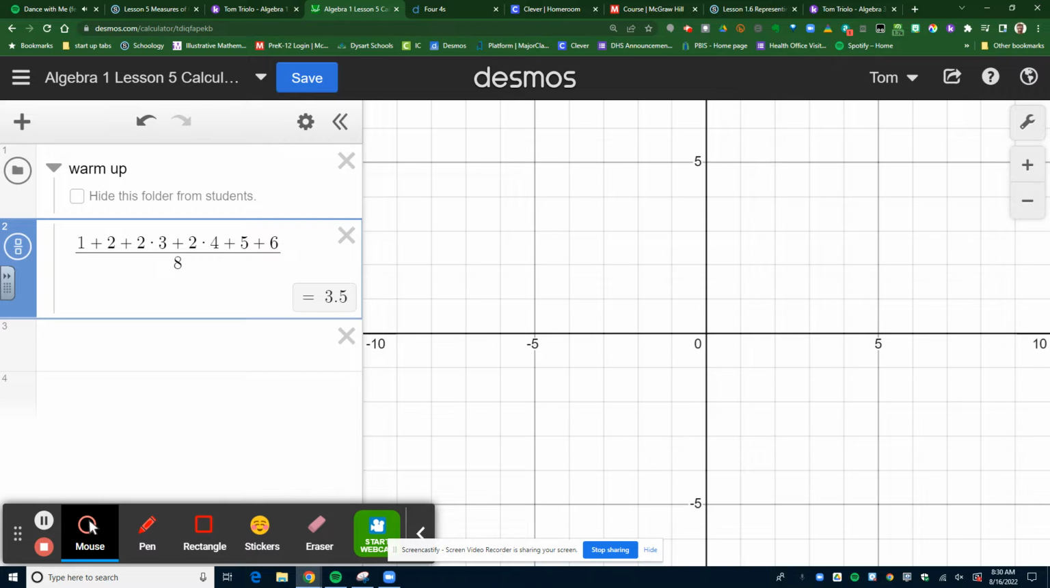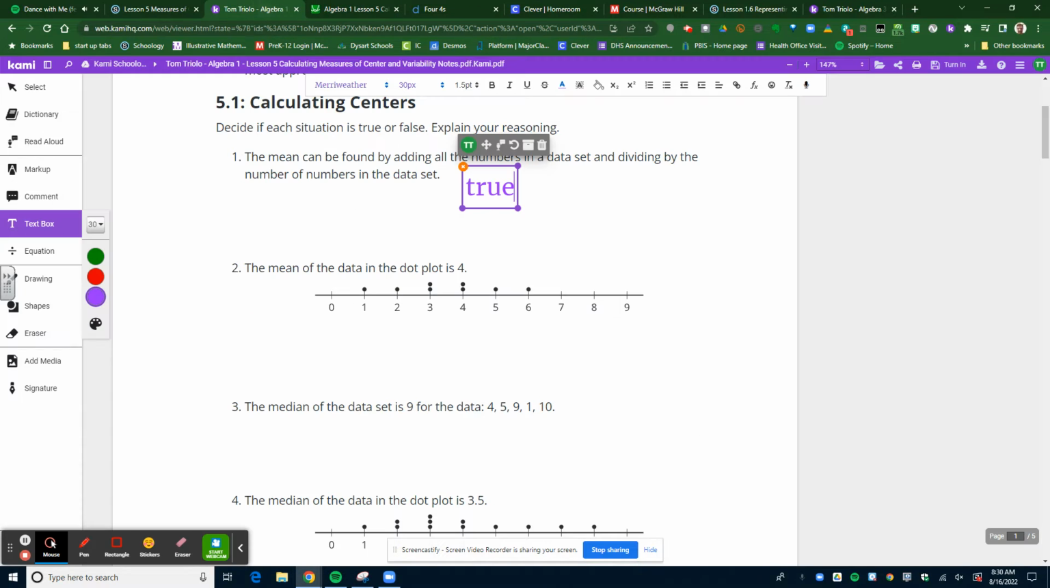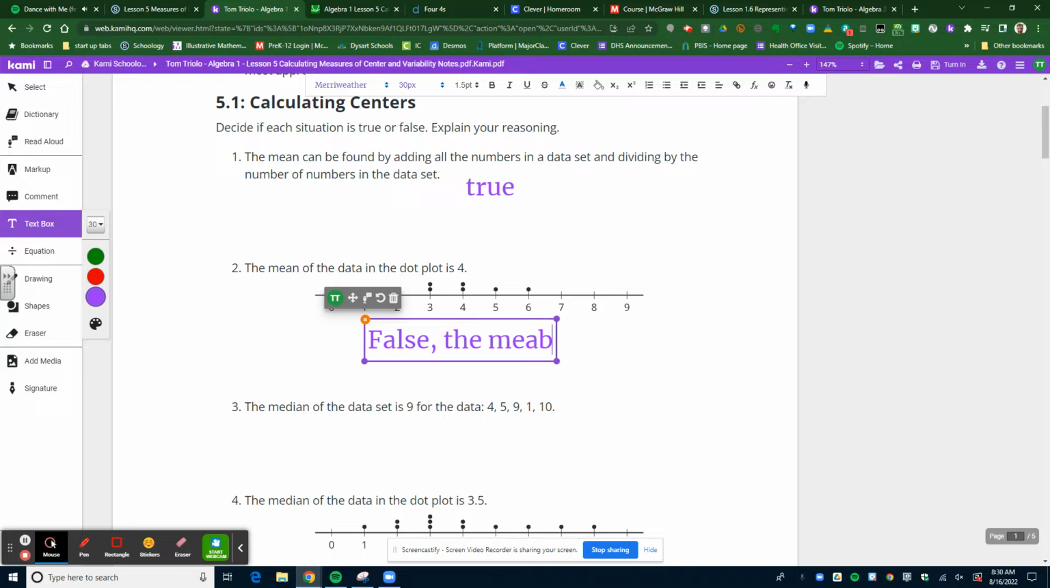Okay? All right. Let's go back. So this one is false. And if it's not 4, what was it? What did we just say? The mean is what? 3.5. Okay? Now, if the question said to round the mean off, it would be 4. Yeah, but it doesn't say round.